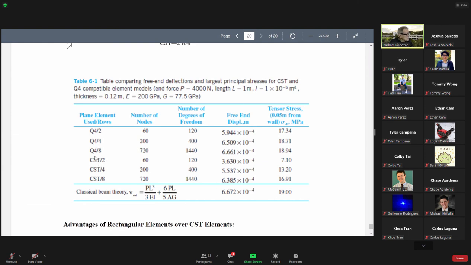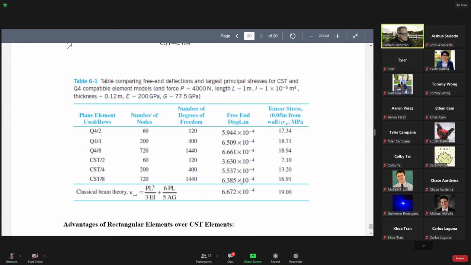But now look at triangular elements. With 60 nodes, 3.6 versus 6.6. It's not good. It's almost half of this. If we increase it to 4 rows or 200 nodes, we get 5.5. And if we increase it to 8 rows, 720 nodes, it is shown 6.3.